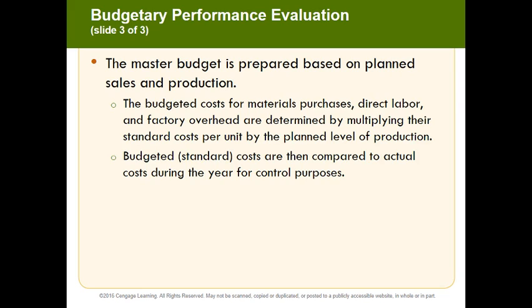The budgeted or standard costs, we then take and compare to the actuals during the year for control purposes. Are we as efficient as we expect to be? Are we as effective? Are we not? What is causing the drivers to be different? Are we selling more? Are we producing more? Or is it a higher cost? Instead, is our standard cost $9 per direct labor hour, but we're really experiencing more of a $10? These are all the things that we can control then. We can go in and evaluate.